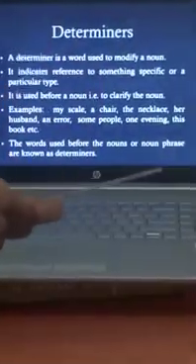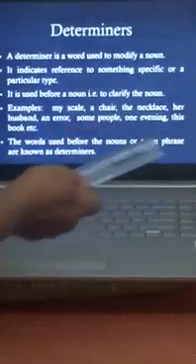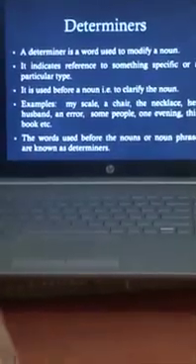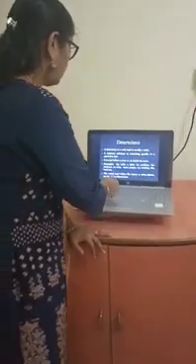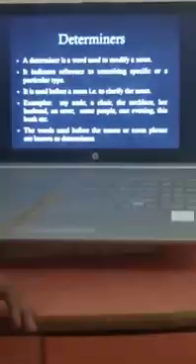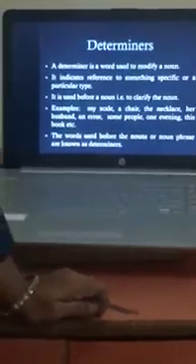An error. Okay, clear children? Some people, one evening. All these are the examples of determiner. Okay. Now, the word used before the noun. See, that means determiners are used before a noun or noun phrase. You should always remember that determiners are used before a noun. Okay? See, should I repeat the examples?